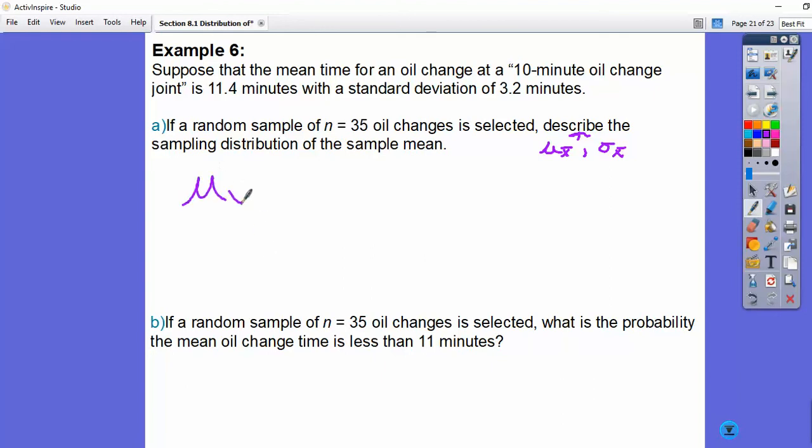So the mean of X bar would be what? 11.4. Standard deviation of X bar is 3.2 over the square root of 35. You could leave it like this. If you wanted to change it to a decimal, you can. As a decimal, that is like 0.54899. Sorry, 0.541.